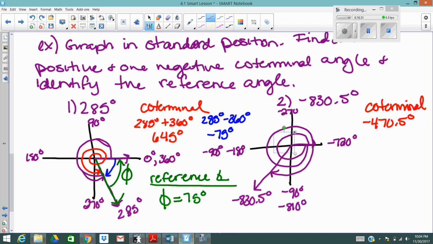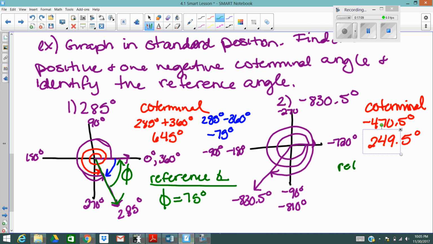So now I'm going to add 360 degrees again, and finally I'm at a positive 249.5 degrees. So I have my negative coterminal angle of negative 470.5 degrees and my positive coterminal angle at 249.5 degrees. And again, there's infinitely many possible correct answers. So I could keep adding 360 degrees to get way more positive coterminal angles, and I could keep subtracting 360 degrees to get way more negative coterminal angles.